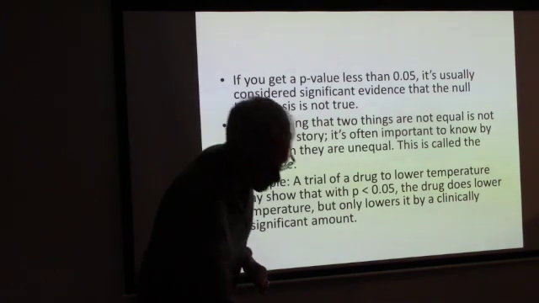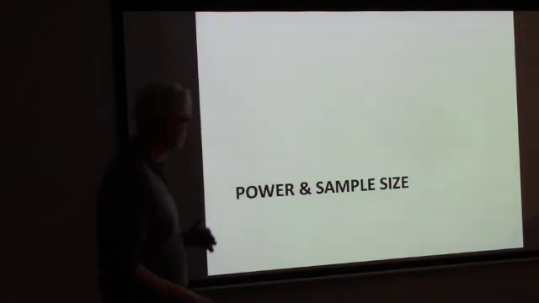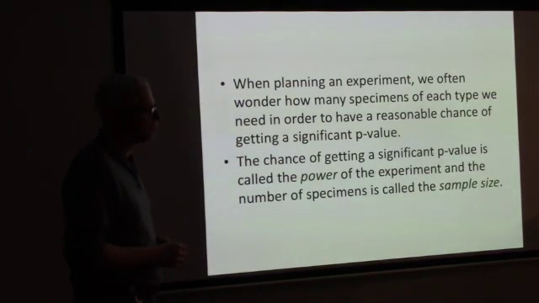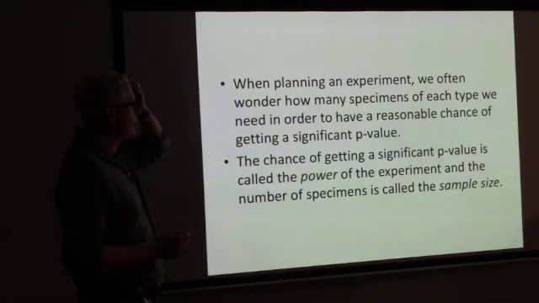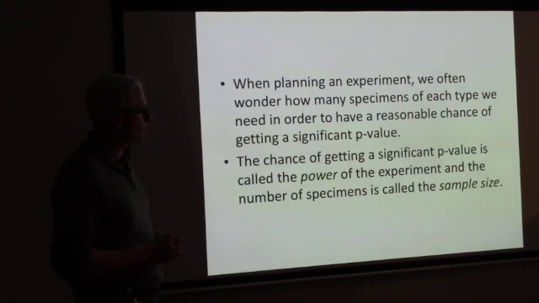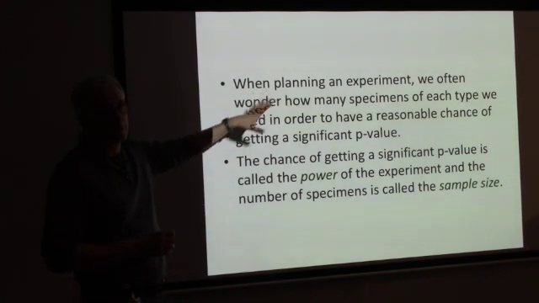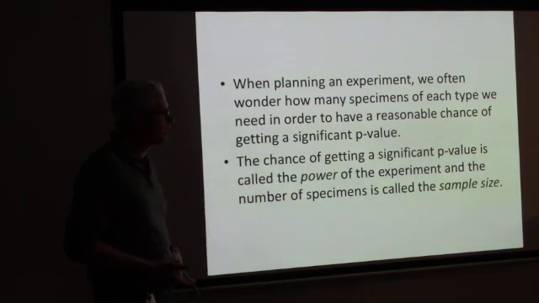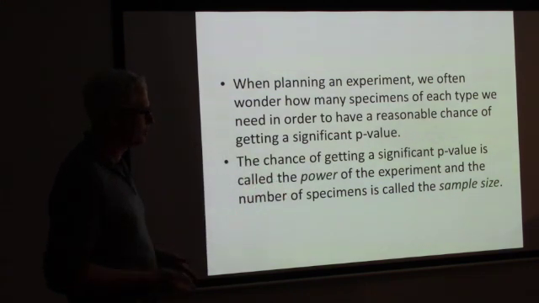Okay, right. So moving on to power and sample size. When you're planning an experiment, we often wonder how many specimens of each type we need in order to have a reasonable chance of getting a significant p-value. And when you're writing for a grant, you often have to answer this question. I need this many control mice, I'm going to need this many treated mice, and that's why you have to give me this much money.